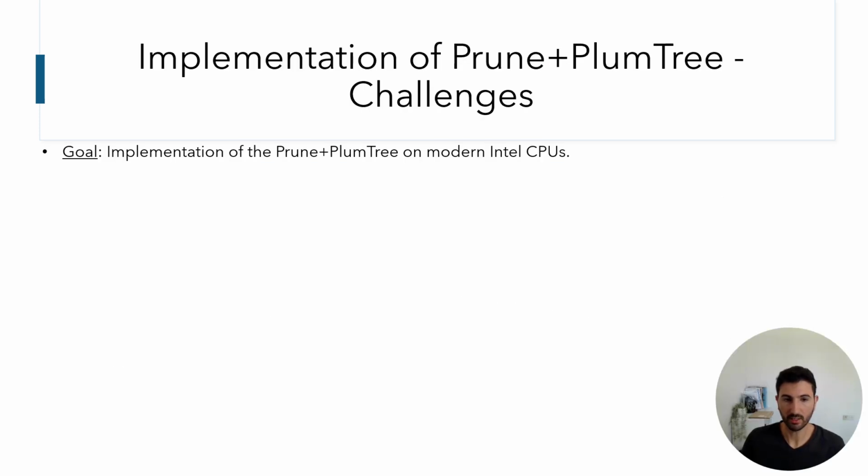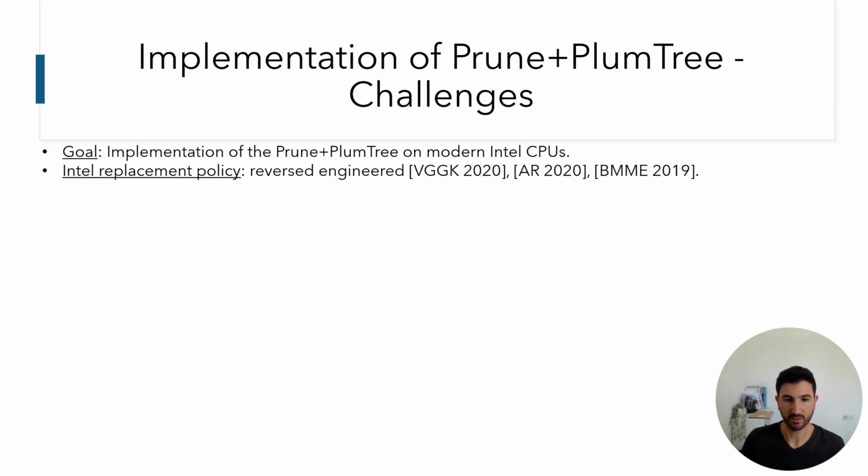Now, we would like to adapt and implement our Prune+PlumTree algorithm to run on modern Intel CPUs. The Intel replacement policy, as studied in the literature, is a complex version of quad LRU, non-deterministic, with leader and follower sets. Intel CPUs have 2 replacement policies. The first one is more susceptible to LRU thrashing, whereas the second one is more thrash resistant. The leader sets employ a constant replacement policy, which is more susceptible to LRU thrashing. The CPU chooses between the two according to the miss rate on the leader sets.